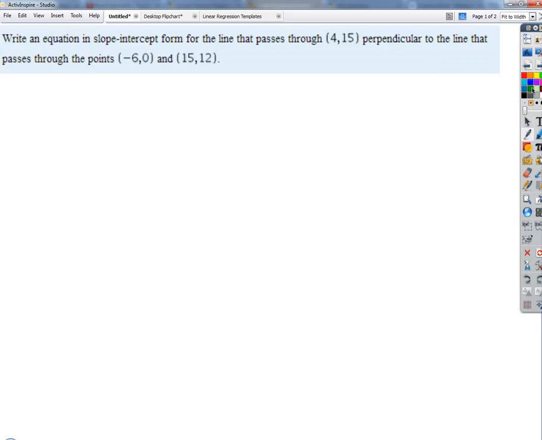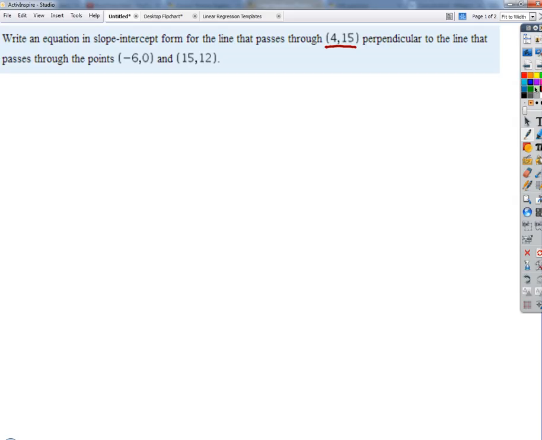So if we're told that we want to come up with the equation of a line that passes through a certain point perpendicular to a second line through these other 2 points, what's my strategy going to be? No, that's not your strategy. Any ideas? Find where they intersect. Well, not really. We don't need to do that.